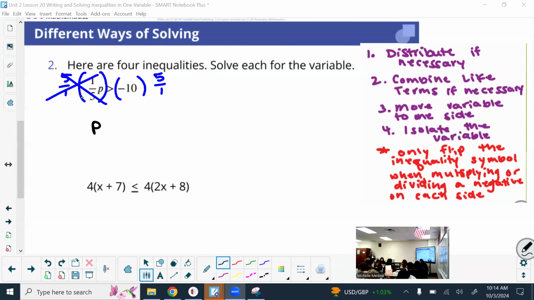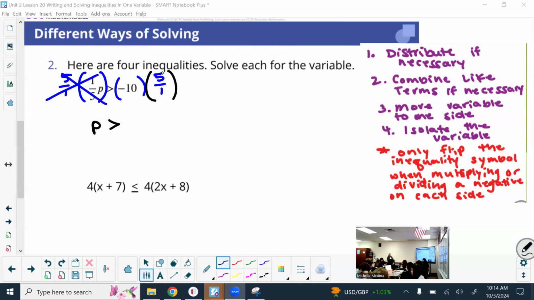Do I need to flip the sign at all? No, because I multiplied by a positive, so leave the sign the way it is. And then this I can do without a calculator, but by all means, if you need to put this in the calculator, put the fraction in parentheses and multiply.